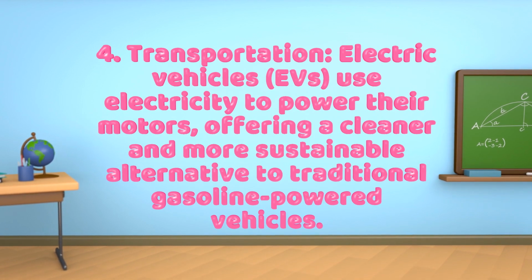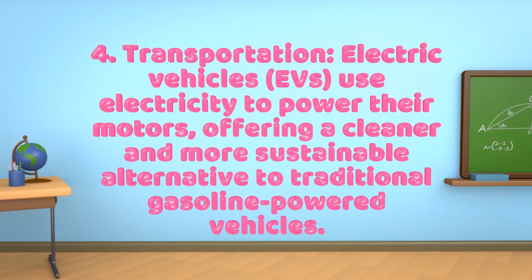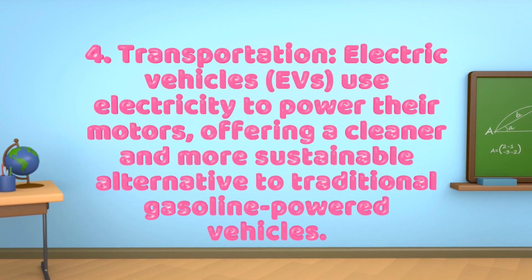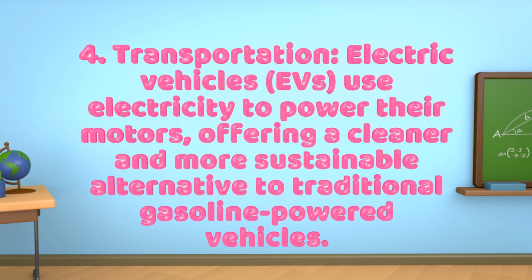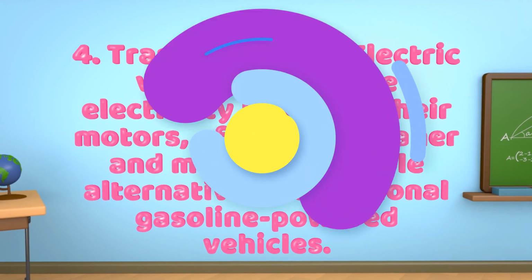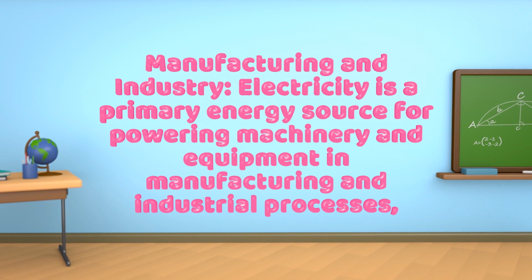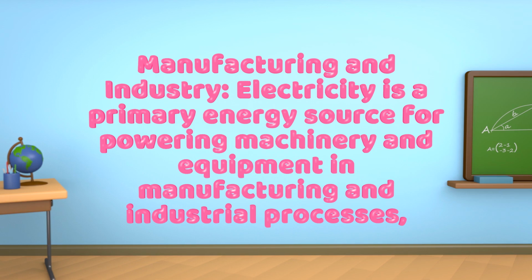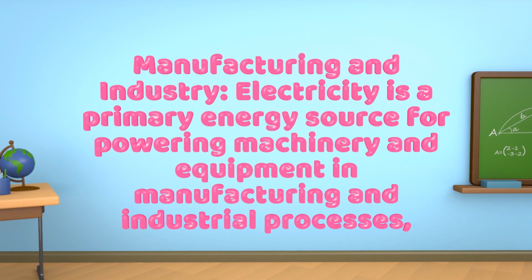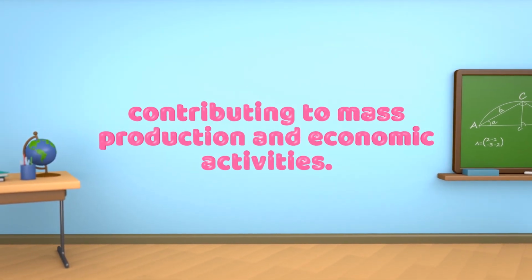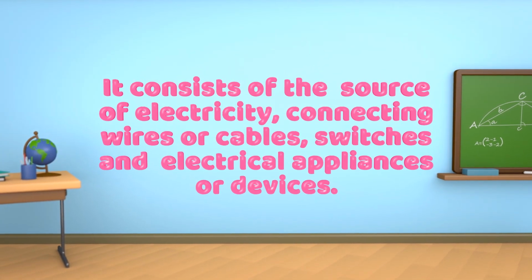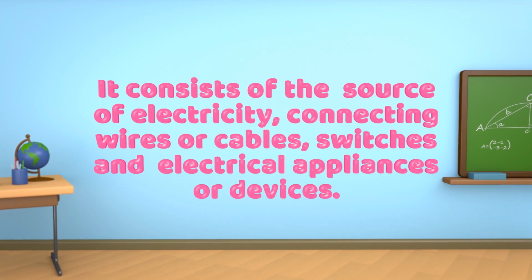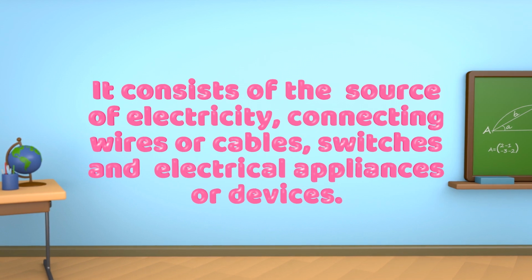Electric vehicles use electricity to power their motors, and this offers a cleaner and a more sustainable alternative to traditional gasoline-powered vehicles. Fifth, it is manufacturing and industry. Electricity is a primary energy source for powering machines and equipment in manufacturing and industrial processes, contributing to mass production and economic activities. And it consists of the sources of electricity, connecting wires or cables, switches, and electrical appliances or devices.